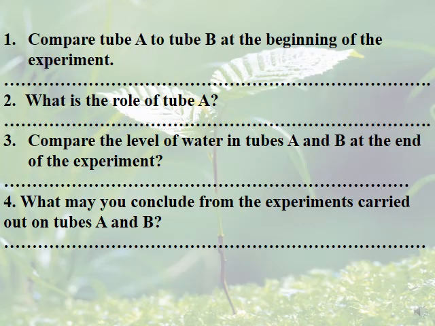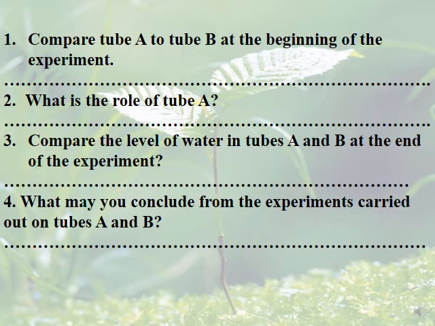So let's first compare tube A to tube B at the beginning of the experiment. Tube A contains no plant, while tube B contains a plant. What is the role of tube A? We said that it's a control tube used to compare and explain the different experimental results. Compare the level of water in both tubes A and B at the end of the experiment. In A, the level of water remains the same, no plant, so there is no absorption of water. While in B, the level of water decreases.